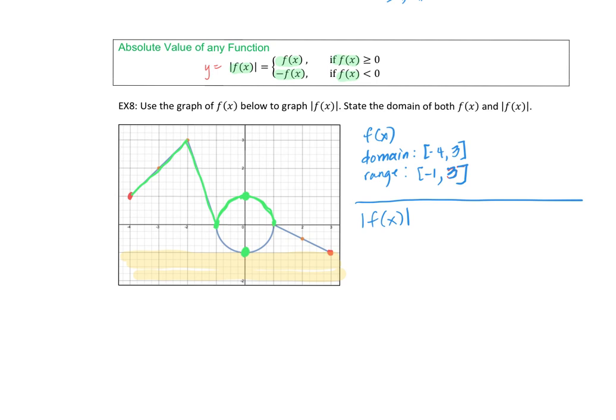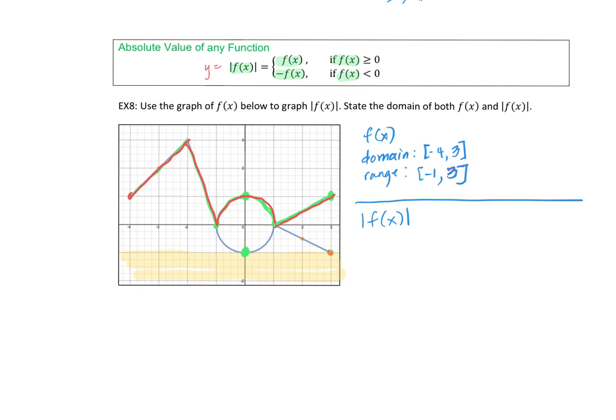And then here we have this -1 flips up to a +1. All these negative values will flip up. So when you have a graph of a function and you want to graph the absolute value of the function, all you do is simply keep the graph that's above the x-axis the same and flip up all the stuff below the axis.